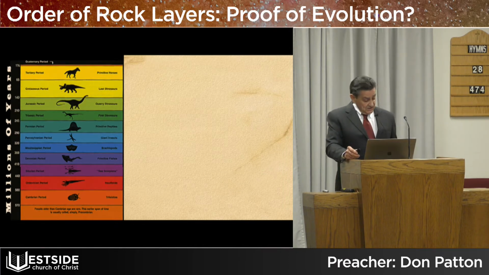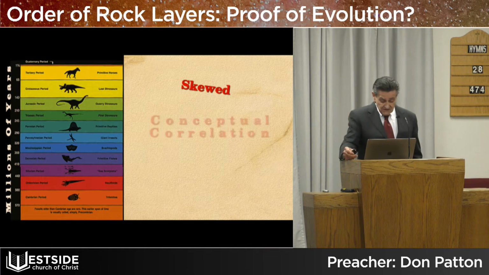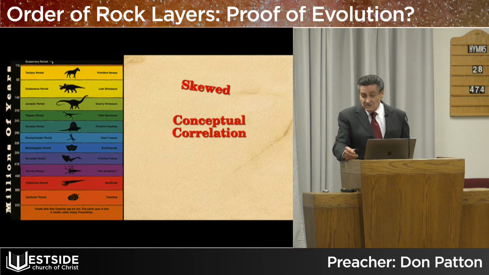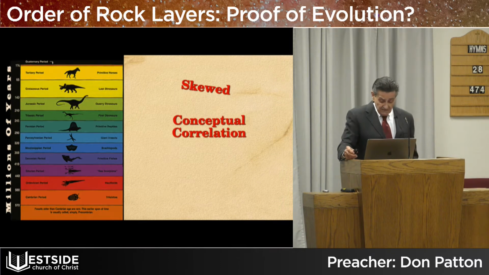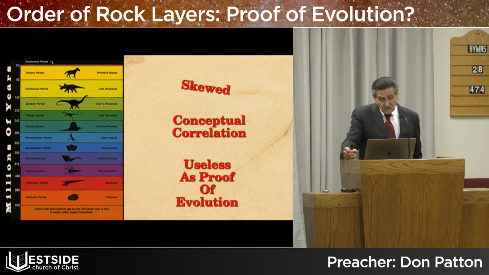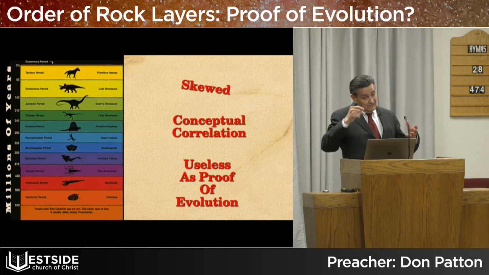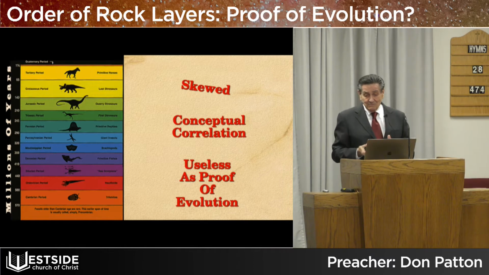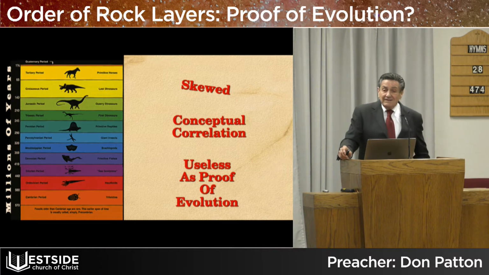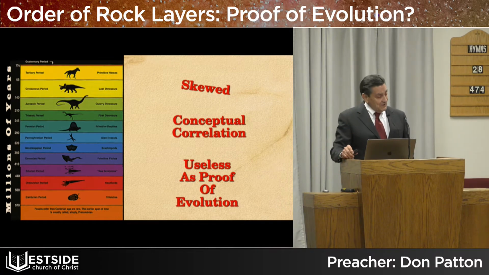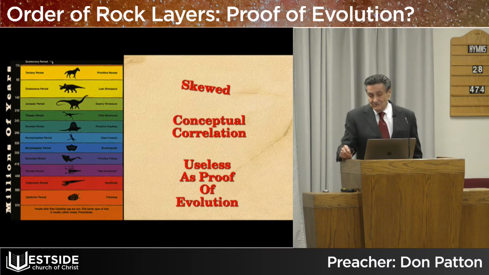But the evolutionist says, no, it was this gradual process. It's skewed in their representation. It is a conceptual correlation. It's not what you find when you dig down in the earth. And it's useless as proof of evolution. Why? Because you're assuming the thing to be proved in order to build it. And then having assumed it, which you must do in order to build this pretty picture, you can't turn around and then prove that which you have questioned in the first place.